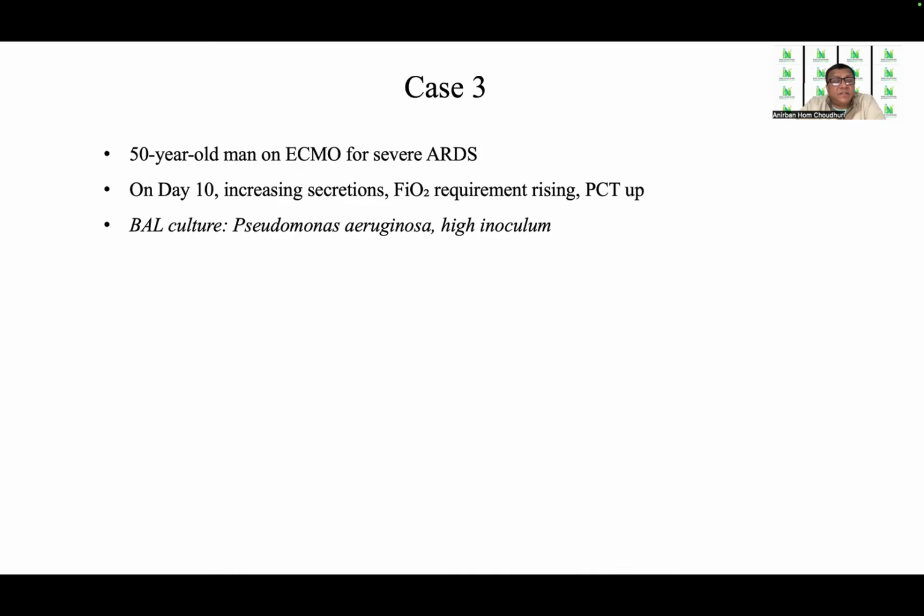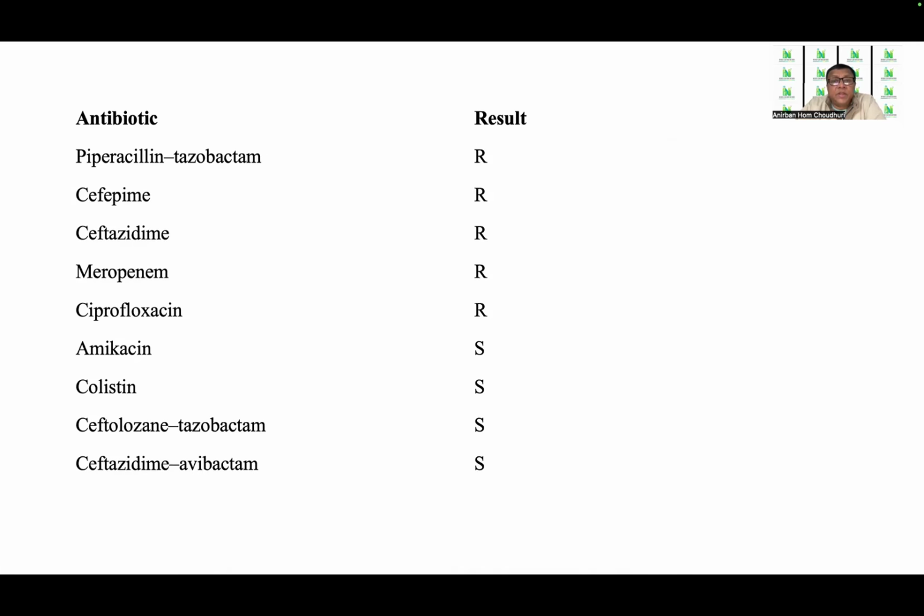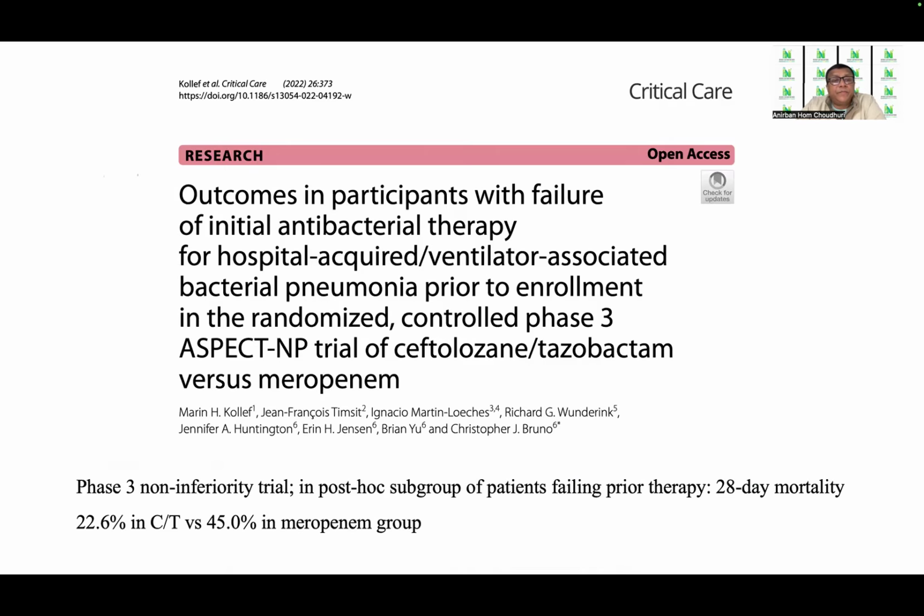Moving on to the third case, a 50-year-old man on ECMO for severe ARDS on day 10 has increasing secretions with rising FiO2 requirement and the procalcitonin values going significantly up. The bronchial culture grows Pseudomonas aeruginosa in high inoculum, and the antibiogram shows resistance to most of the antibiotics except amikacin, colistin, and ceftazidime-avibactam. So how do we treat?